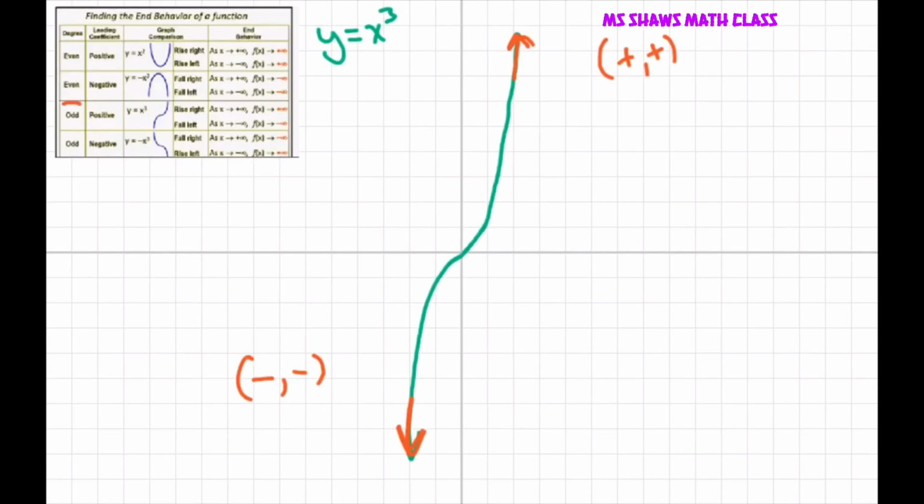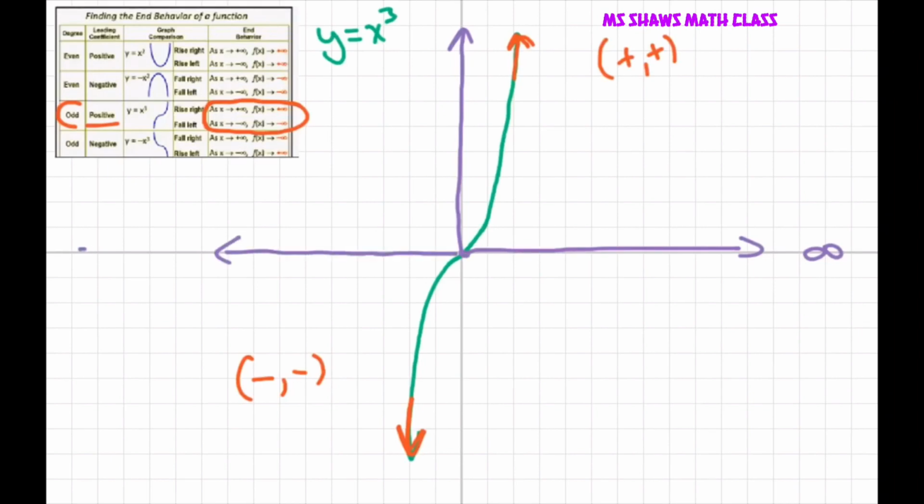And that's what this means. We have an odd degree, which is positive. So this is where we are. That means as x gets larger and larger, our y always gets larger and larger. And as x goes negative this way, gets smaller and smaller, so does our y. So that's all that means. It mainly means we're going to start in quadrant 3 and end in quadrant 1.